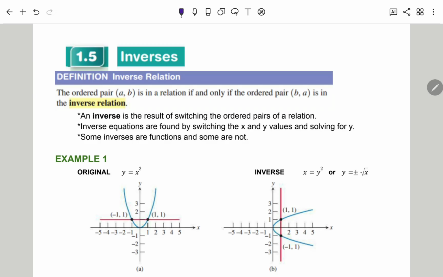The ordered pair (a, b) is in a relation if and only if the ordered pair (b, a) is in the inverse relation. Okay, so notice all that happened is that these points got switched. An inverse is the result of switching. Inverse equations are found by switching. Hey, guess what? There's that switching again. And some inverses are functions and some are not.